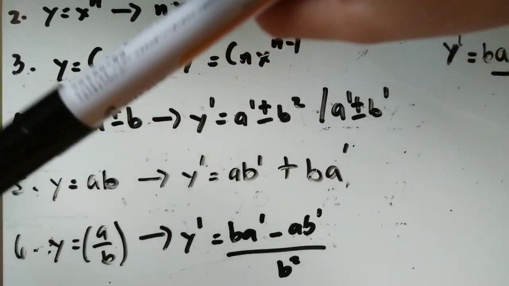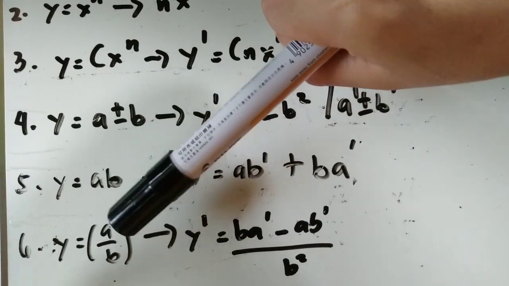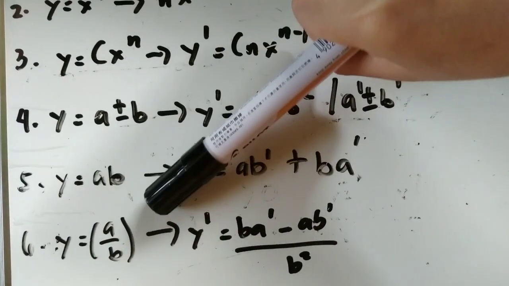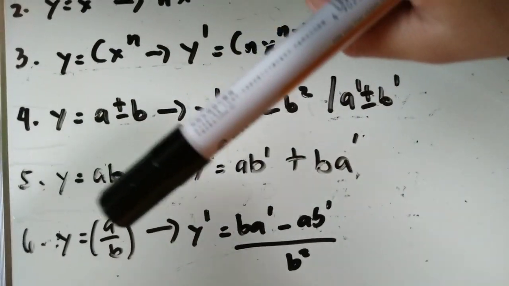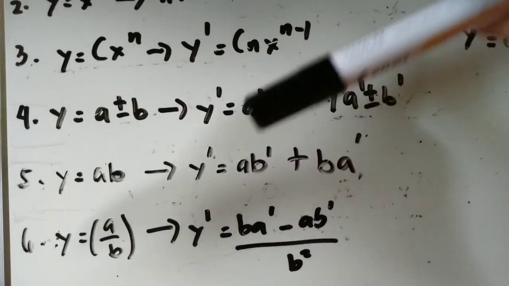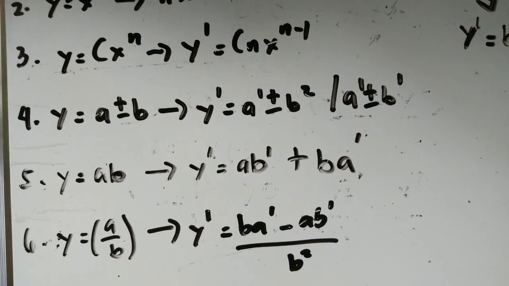So number 6, we have y equals a over b. So this is y equals the quantity a over b. This is the quotient rule. So the derivative is y prime equals b times a prime minus a times b prime over b squared.